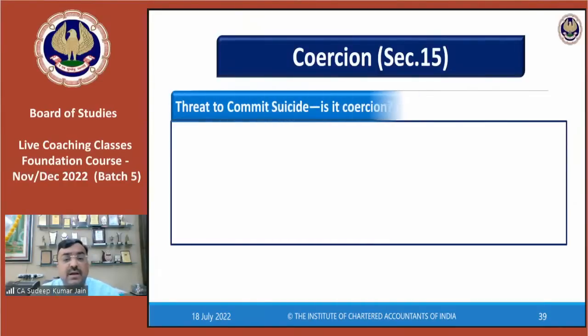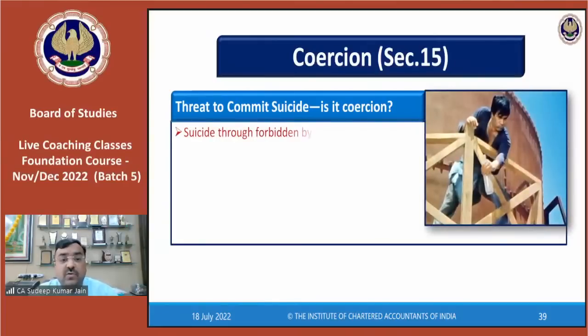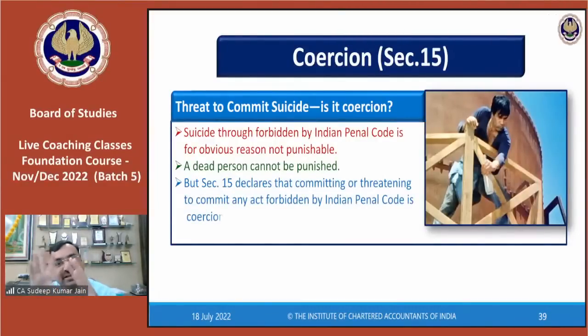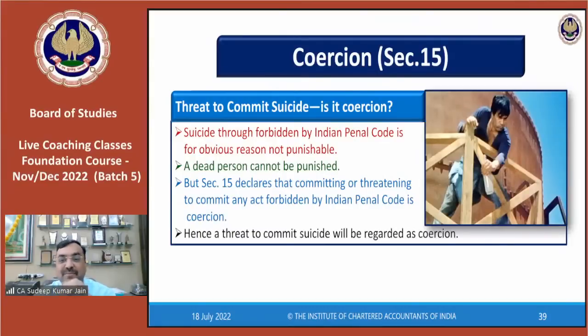Next, whether a threat to commit suicide is coercion. You know, suicide is a crime only if unsuccessfully attempted; if successful, there is no punishment. But if you attempted and did not succeed, you will be punished by the court. As per the law, suicide is a criminal act in the IPC, and Section 15 says any act forbidden by the Indian Penal Code. So a threat to commit suicide is also coercion.